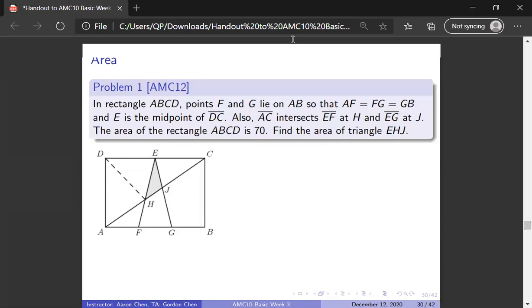All right, I'll give a hint. So actually, it's basically two hints. I won't write them down though. You can see that triangles AFH and CEH are similar, and you can also see that triangles CEJ and GJA are also similar. And you can do this to solve the problem.